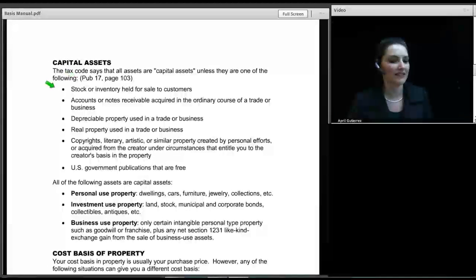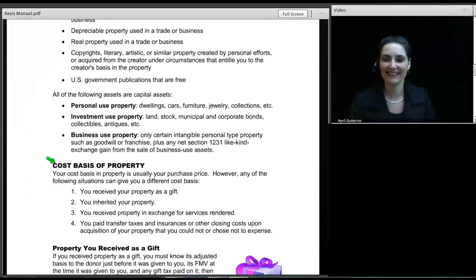And this particular list of what's not a capital asset comes from Pub 17, page 103. It includes stock or inventory held for sale to customers, accounts or notes receivable acquired in the ordinary course of a trade or business, depreciable property used in a trade or business, real property used in a trade or business, and copyrights, literary, artistic, or similar property created by personal efforts or acquired from the creator under circumstances that entitle you to the creator's basis in the property, and U.S. government publications that are free, like Pub 17. So you can order those from the IRS free of charge, so it is not a capital asset. Pub 17, that is.